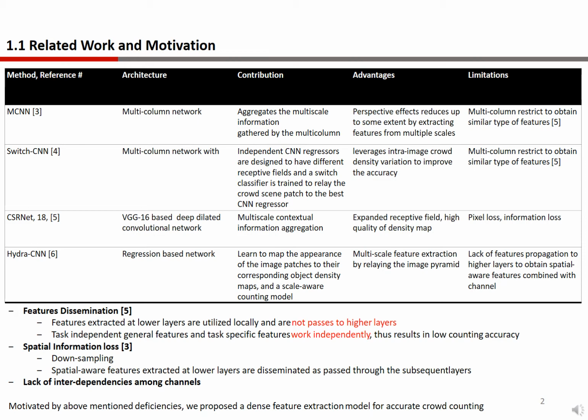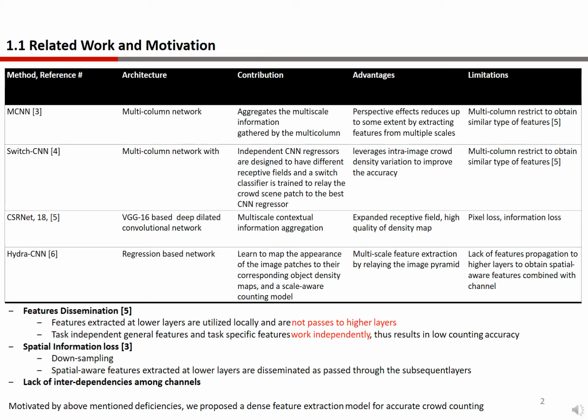We came up with the four most relevant latest research works, and the first one is MCNN, which is multi-column convolutional neural network. It is composed of multiple columns, and each column has different receptive fields to tackle the different scales. However, the author in 5 claims that all of these columns obtained the similar type of features.